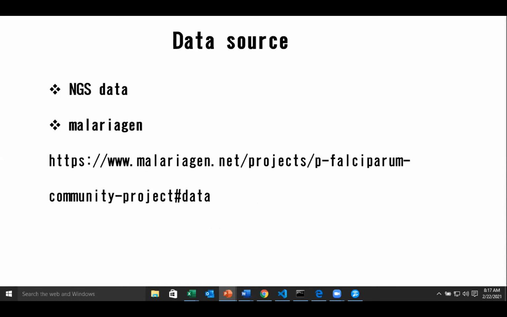So I will use data that we have generated here at Noguchi, NGS data, and also data from a project that's the malaria gene, where they sequence the whole falciparum genome for multiple countries. So I will extract the AMA1 gene data from this project and then compare to see the indices that I have indicated, to see how they differ between the Ghanaian populations and then also other populations across the world. Thank you.